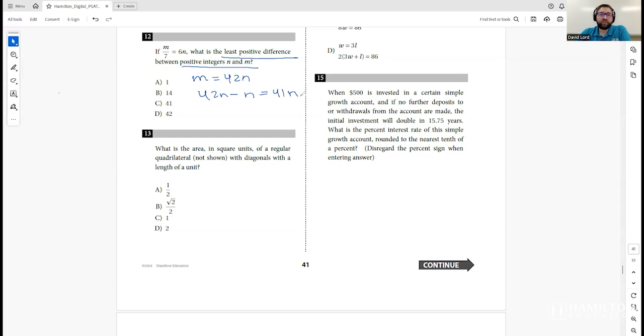And because we're looking for the smallest difference, and n must be a positive integer, we cannot have n be 0 or negative. So the smallest positive integer n could be is 1, which means that 41 times 1 is equal to 41. And that's why the answer is C.